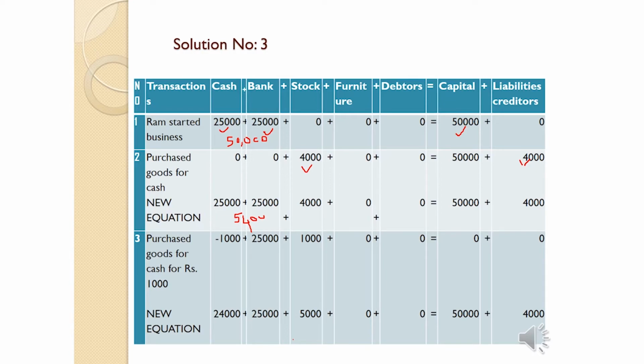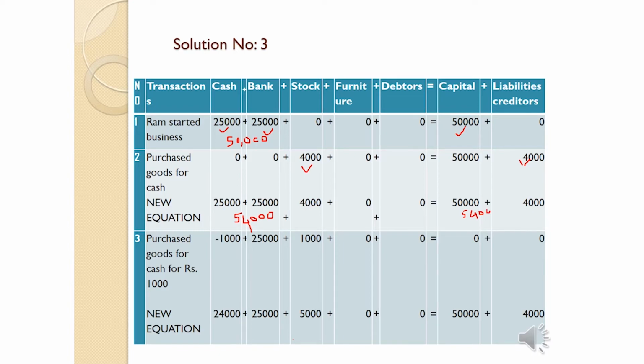Cash already we have 25,000. Bank balance 25,000. Stock value now it is increased by 4,000. So totally 54,000. Here already the amount of capital is 50,000. Then liabilities of the creditors will be increased. So 50,000 plus 4,000 is equal to 54,000.